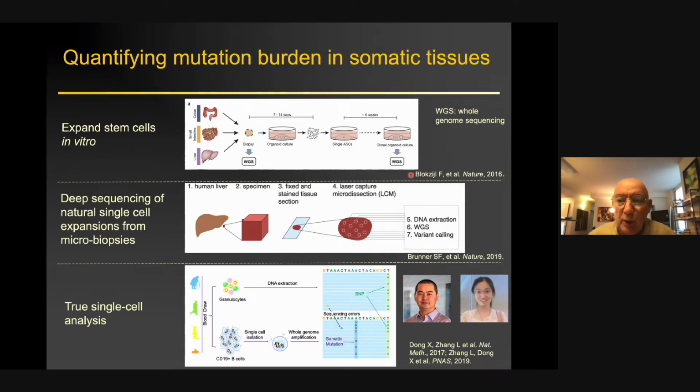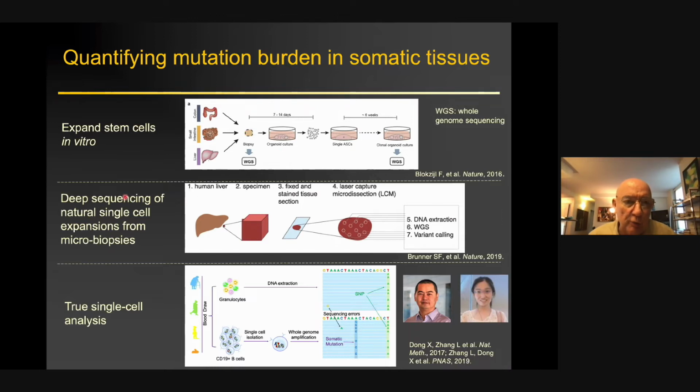But in this particular paper, they actually took organoids. So they come from a single stem cell, and then at the end they sequence the organoid, the clonal amplification. And then you can do a whole genome sequence. You can, of course, compare that to the germline, and you can see if there are de novo somatic mutations.